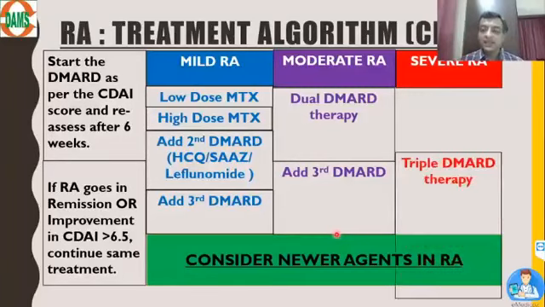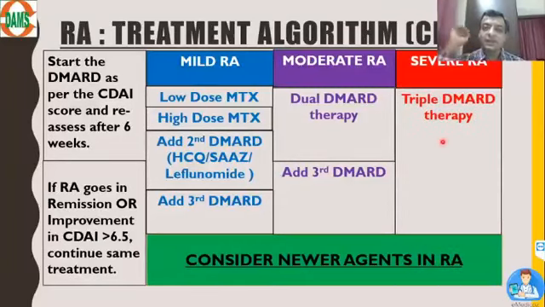In severe RA, we directly start with triple DMARD therapy. Wait for 6 weeks. If it does not give improvement, you will consider newer agents in RA. This is how we have to approach.